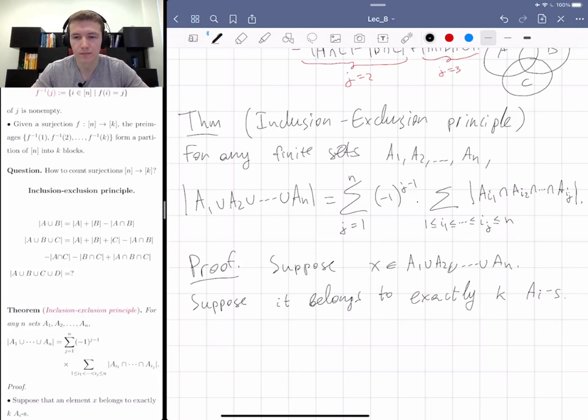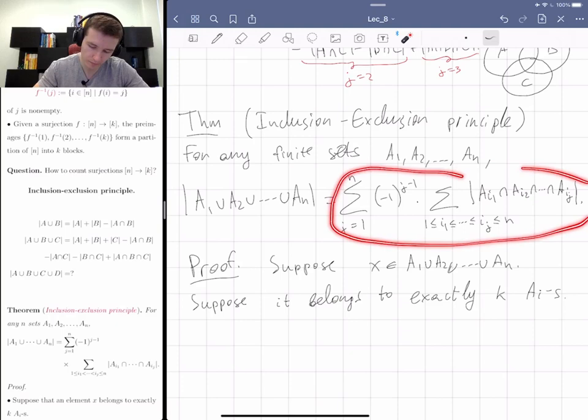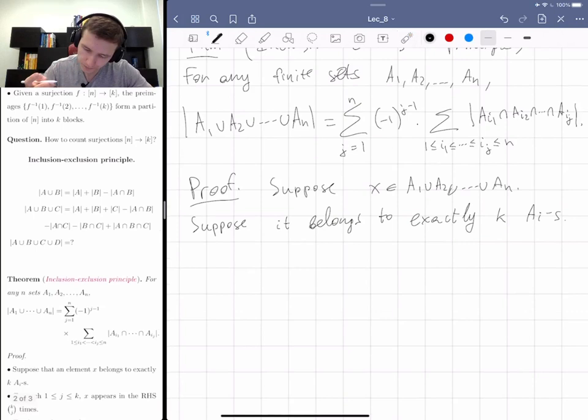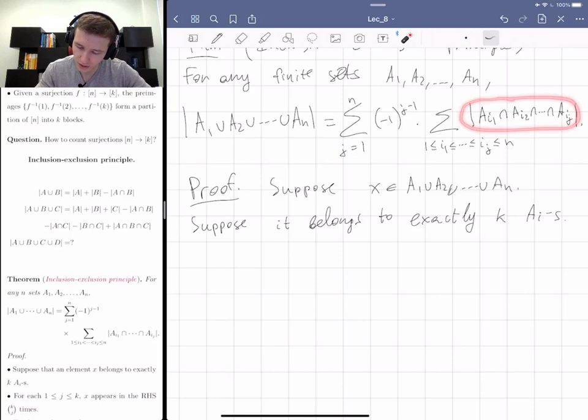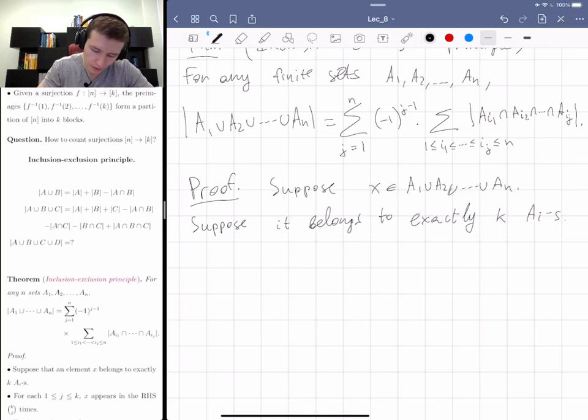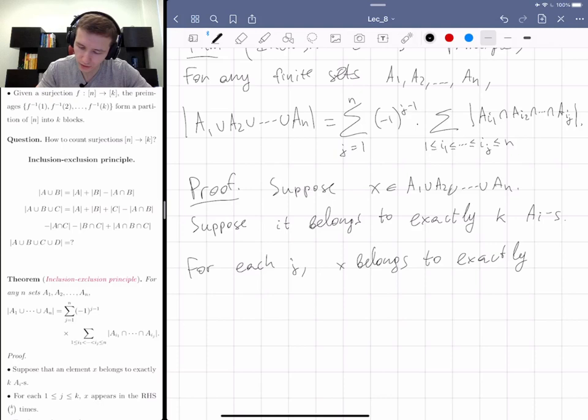Right, so then I want to find the contribution of X to the right-hand side. So the question is, which intersections like this contain X? And the answer depends on J, right? So for each J, out of the K Ais which contain X, you have to pick J sets, because the intersection has to contain X, so each of these sets has to contain X. And there are J sets out of K possible sets which contain X. So X belongs to exactly K choose J terms in the right-hand side.